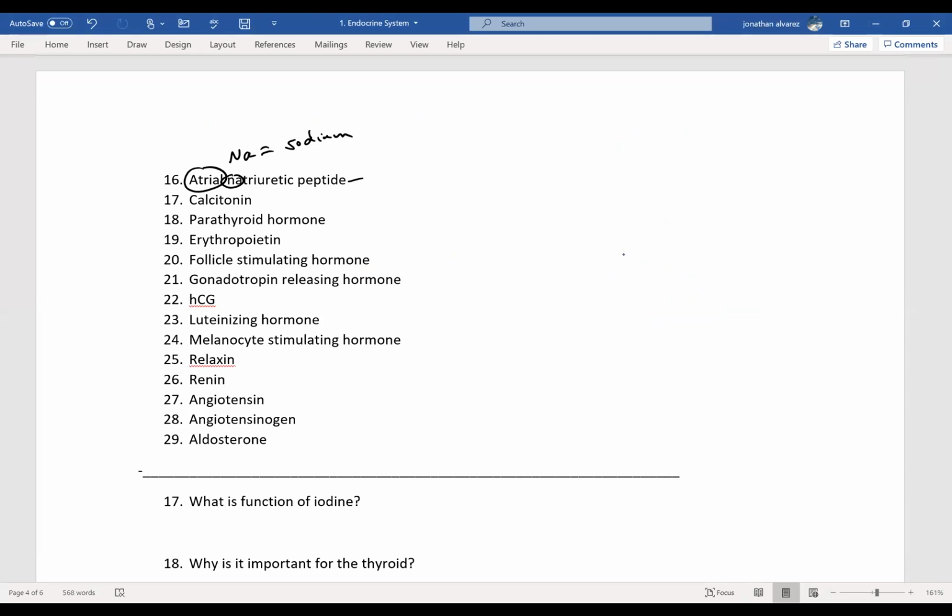Okay, erythropoietin. So the stimulus is decreased oxygen. So erythropoietin goes to the bone marrow to spit out a bunch of red blood cells. And the more red blood cells you have, the better your oxygen carrying capacity.